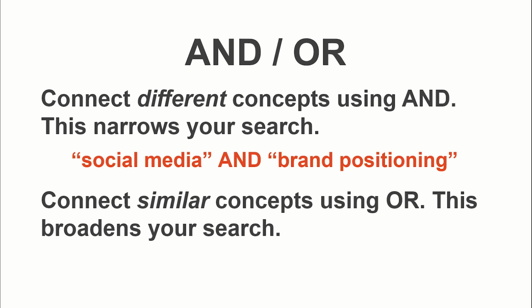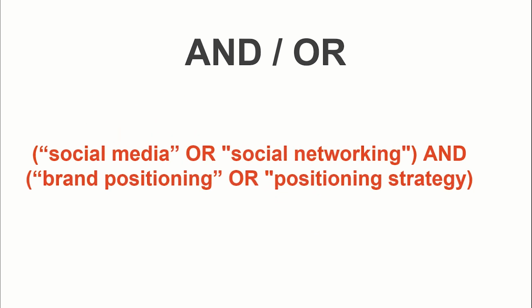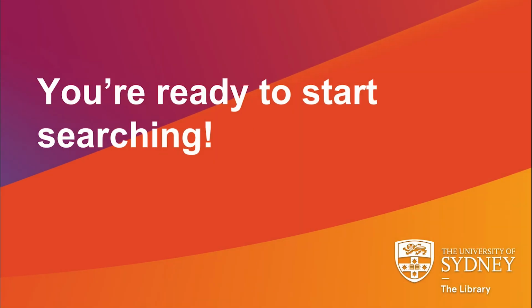OR is how we connect our related terms. It connects similar concepts. It will tell the database that we want to find articles containing social media or social networking. So your search might end up looking something like this. We're telling the database that we want articles with references to either social media or social networking and either brand positioning or positioning strategy. So with that, you're ready to start searching.